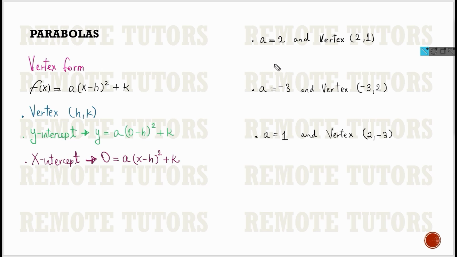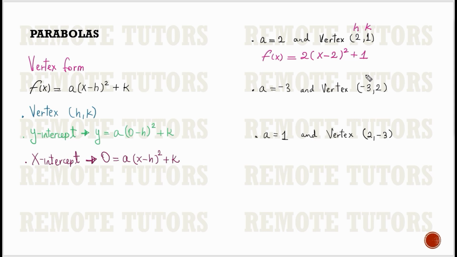Now let's find the equation of the parabola in vertex form with the information above. The formula must be f of x equals, a is equal to 2, so that must be 2 times (x minus h), this is h and this is k, so h is 2, to the power of 2 plus k, which is 1.